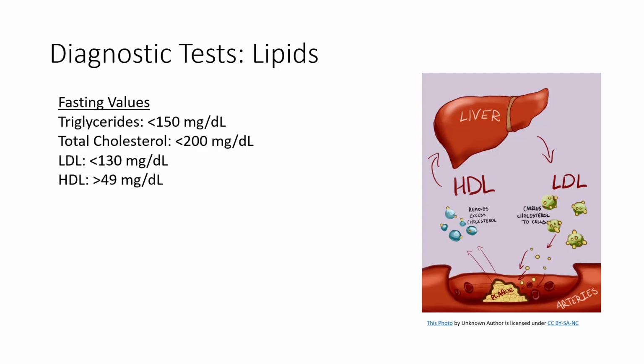So some diagnostic tests for the lipids. Triglycerides, we want to see less than 150 mg per deciliter, and this is fasting, so after 12 hours of not eating anything, this is the levels that we would want to see. Total cholesterol should be less than 200, LDL should be less than 130, and HDL should be greater than 49.